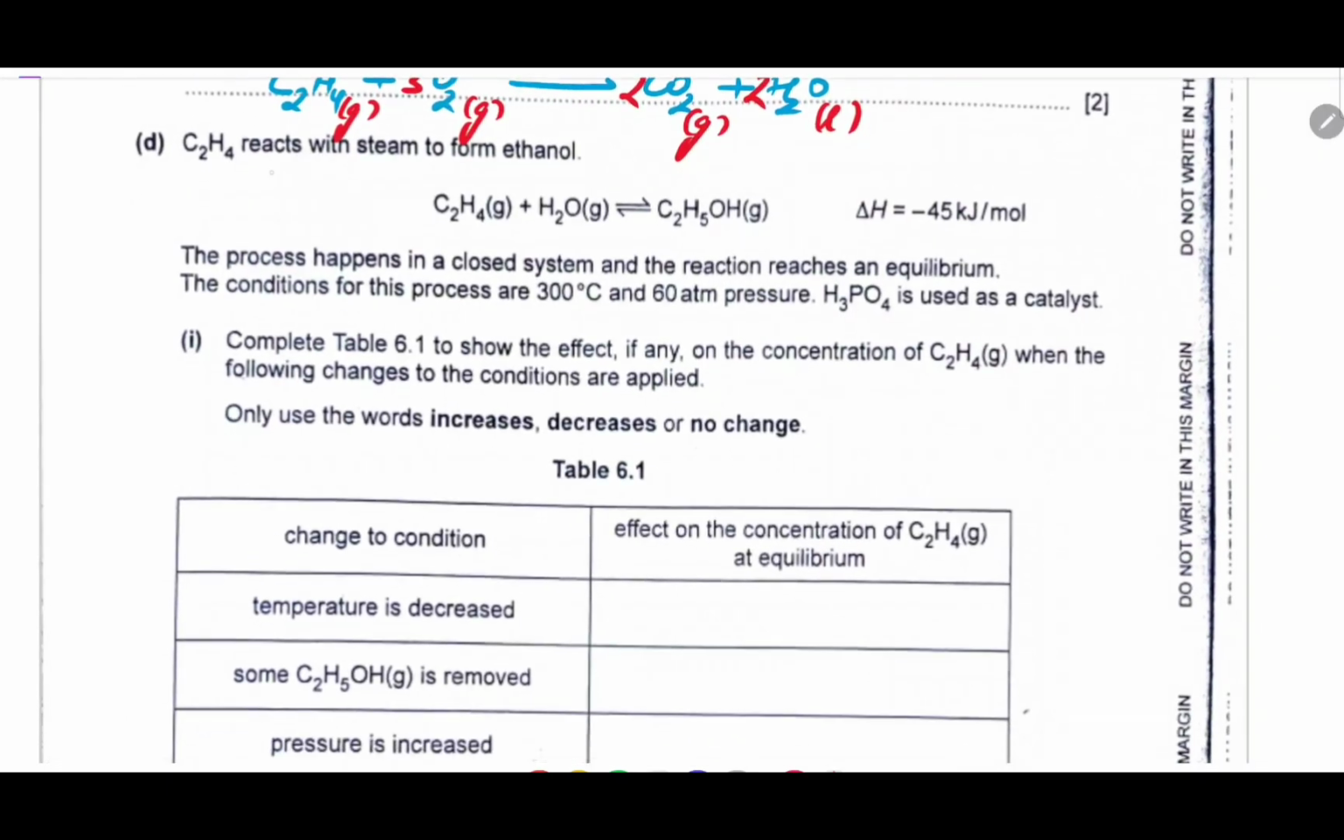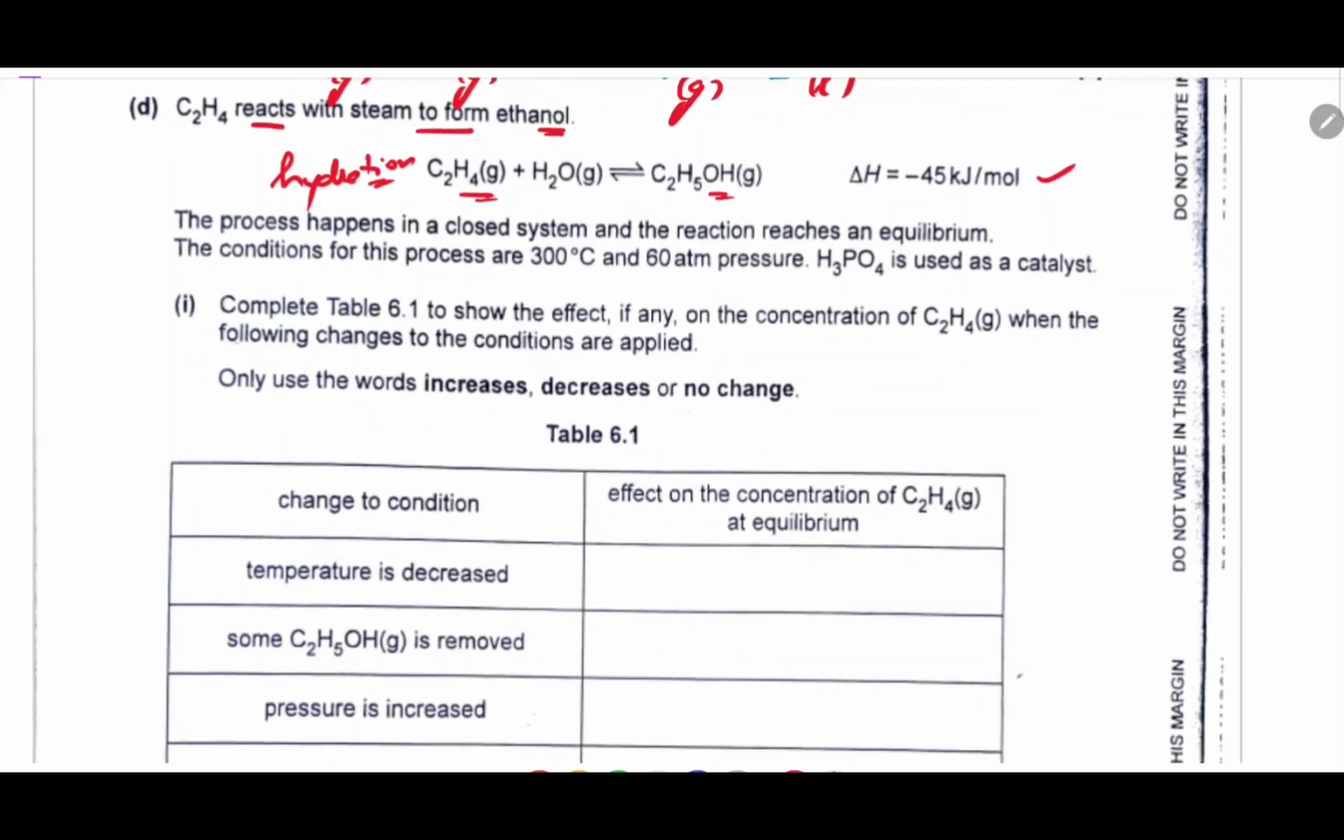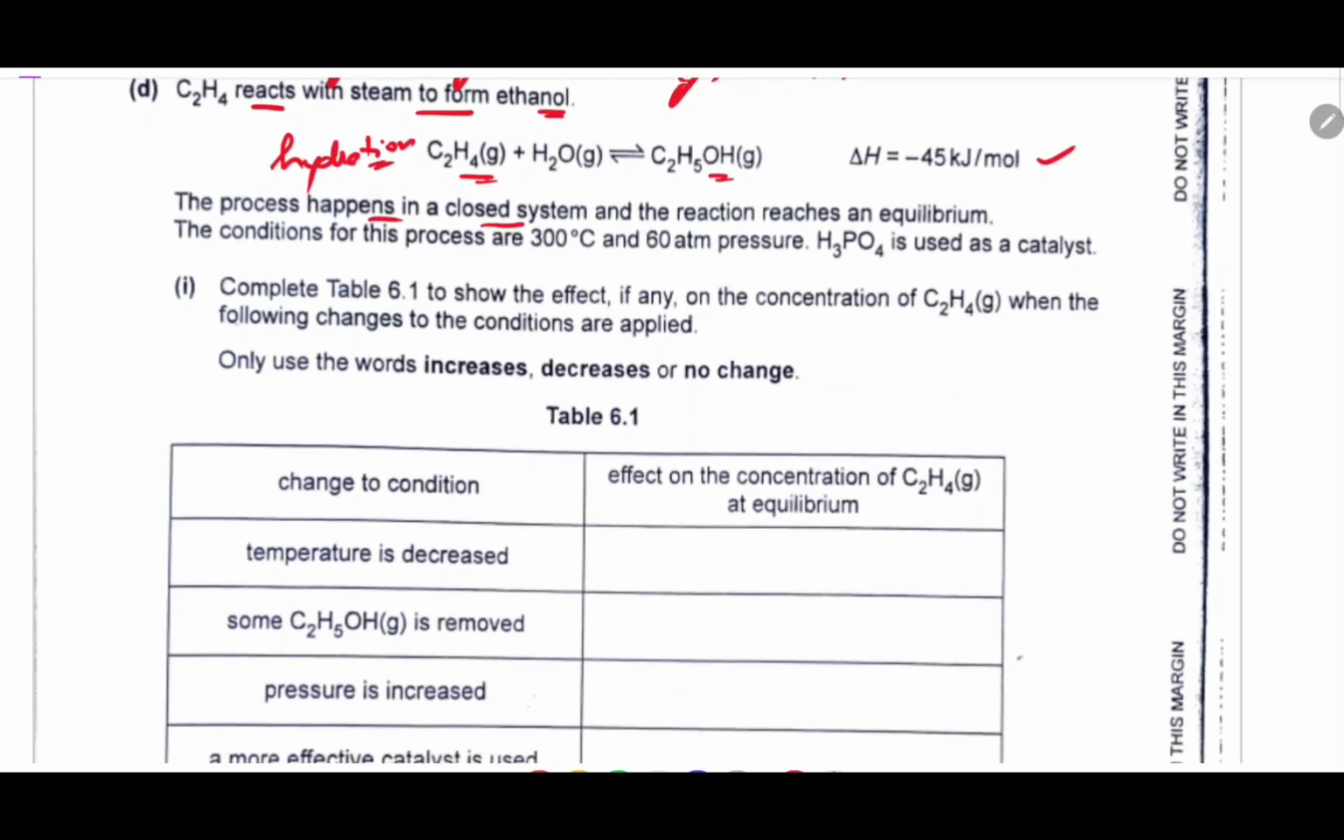D part: C2H4 reacts with steam to form ethanol. Yes, it's a hydration reaction. C2H4 reacts with the steam to form ethanol, and it's an exothermic reaction, minus 45.5 kJ per mole. The process happens in a closed system and the reaction reaches an equilibrium. The conditions for this process are 300 degrees Celsius and 60 atm pressure. H3PO4 is used as a catalyst.